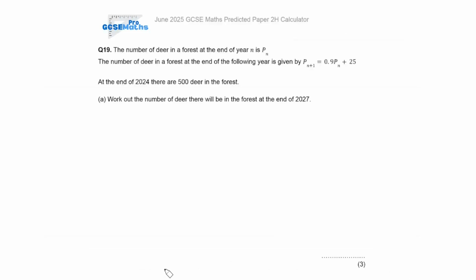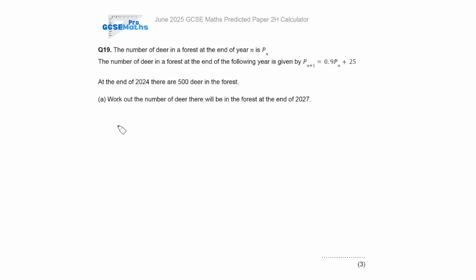Question 19. The number of deer in a forest at the end of year n is Pn. The number of deer in a forest at the end of the following year is given by Pn plus 1, which is equal to 0.9 times Pn plus 25. At the end of 2024, there were 500 deer in the forest. Work out the number of deer there will be in the forest at the end of 2027. So this is basically iteration, but with a context.